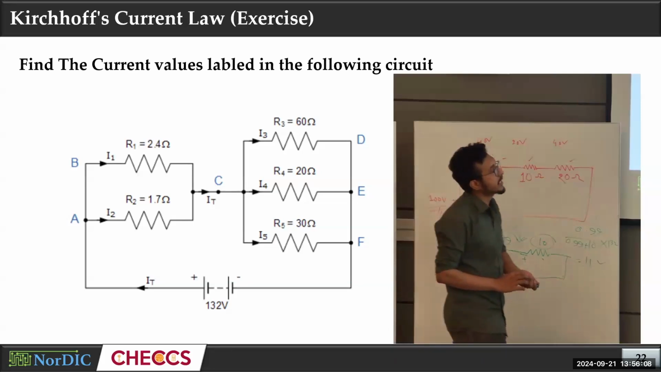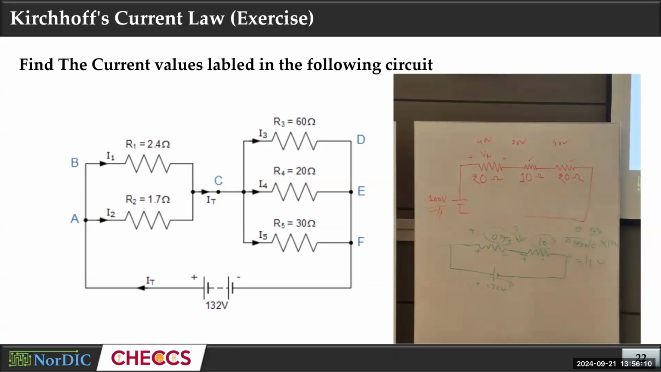In the same way we can calculate the current across each of these. Here it is 121 volt. So divide 121 by 30, you will get the current here. Divide 121 by 20, you will get the current here. And divide 121 by 60, you will get the current at R3. So you will have the current across all of the resistors. Are you guys clear now?